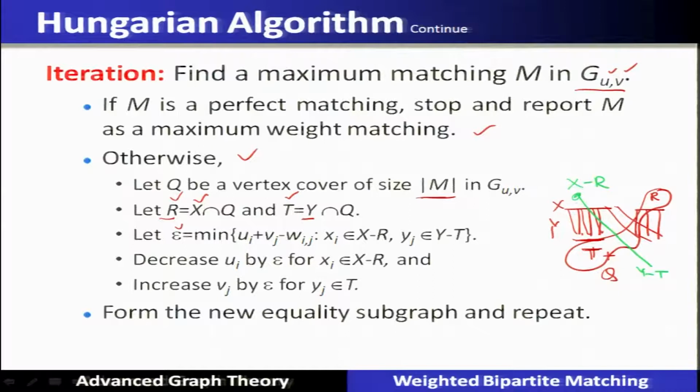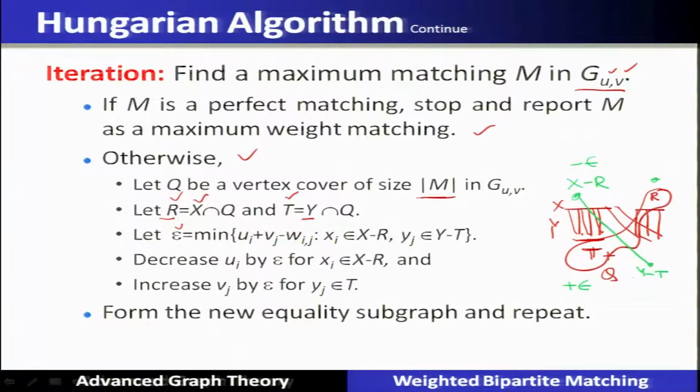We have to find out an edge which is crossing from X minus R and touching another vertex in Y minus T. Adding this particular edge is possible if we decrease this value by epsilon and increase the value of Vj by epsilon. Here we have to increase and here we have to decrease, then only this new edge can be entered into a matching.